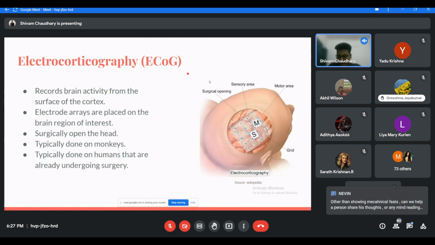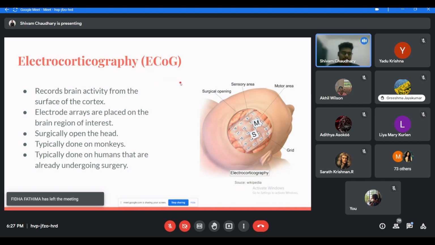Okay, so electrocorticography. Electrocorticography records activity from the surface of the cortex. You have to cut open the skull, and then you place electrodes on the surface of the cortex. These recordings are very precise because there's no attenuation, and you get recording directly from the neurons that are present over there. So we place it wherever we want to monitor. We have to surgically open your head, and these are typically done on monkeys.